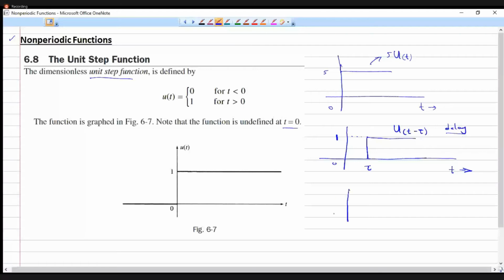Similarly, I can also shift it towards the left, or advance it. If it is at the 0 time instant, I can advance this signal by a magnitude tau like this. That is also possible. This is called time advancing. So how can I represent this? Since it is advancement, I have to add it. So it is t plus tau. This is called advancing the signal. Just like the sinusoidal function, I can shift it towards the left or right, and I can modify the amplitude by multiplying with a constant. All these operations are possible with respect to the unit step function.